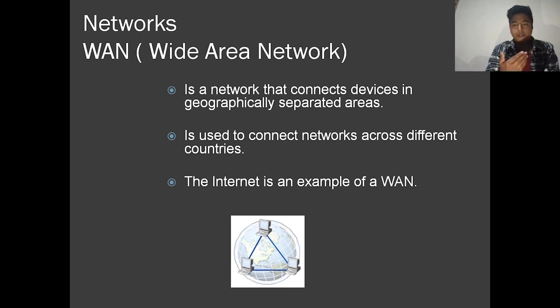So imagine there's one database, right? The database is stored centrally, then any country can access it. By database I mean the Google search engine. So everyone can search Google, right? Use Google unless the country blocks it. So that's what WAN is.